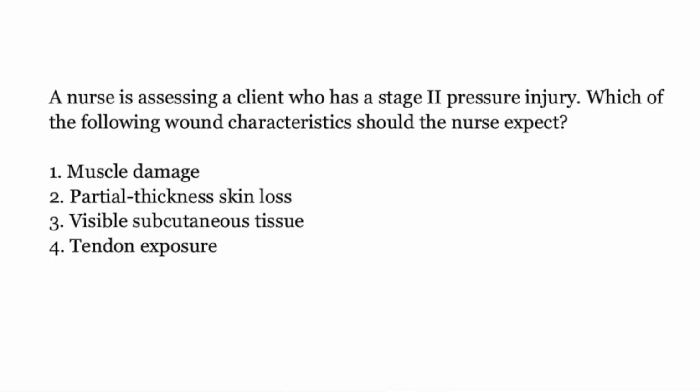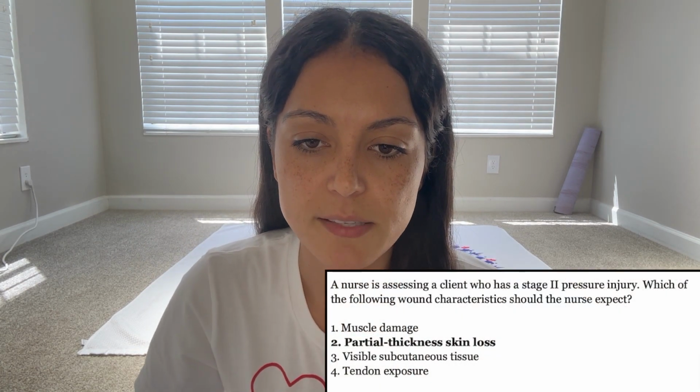Number 2. A nurse is assessing a client who has stage 2 pressure injury. Which of the following wound characteristics should the nurse expect? 1, muscle damage. 2, partial thickness skin loss. 3, visible subcutaneous tissue. Or 4, tendon exposure. And the answer here is number 2, partial thickness skin loss.